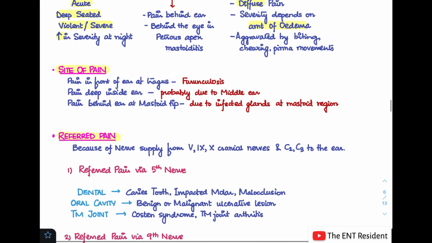Coming to site of pain. Pain in front of the ear at the tragus is more common in furunculosis. Pain deep inside the ear usually points towards a middle ear problem, and pain behind the ear at the mastoid tip can be due to infected glands at the mastoid region or mastoiditis.